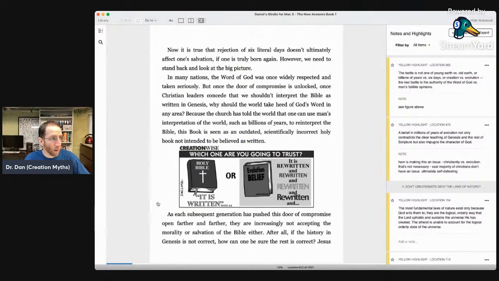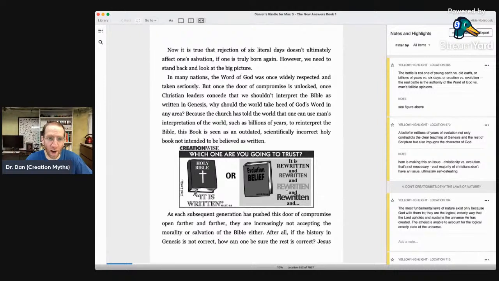Look at this figure, right? On the one side, we have these very classic old school AIG little cartoony things sprinkled throughout this book. So you've got Holy Bible, it is written, or evolution belief, it is rewritten and rewritten and rewritten and rewritten. And now this figure is silly, but it's a really nice illustration of something that pops up more in some of the other chapters I've read in this book.